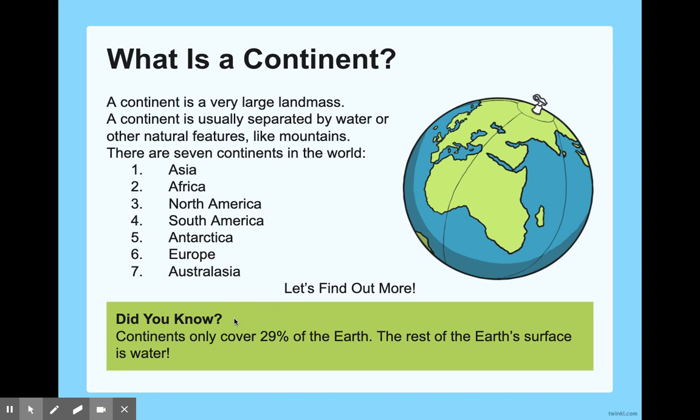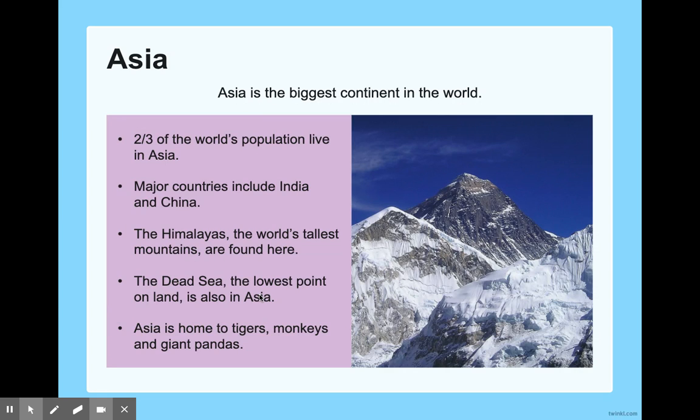Here's a fact. Did you know continents only cover 29% of the Earth? The rest of the Earth's surface is water. That's why when you look at a globe, you see a lot more blue than you do green. And that's important because we need that to help with weather. And you'll learn all about that and the water cycle and all that stuff. It's important that we have a lot of water for resources.